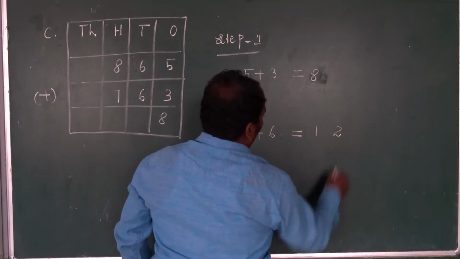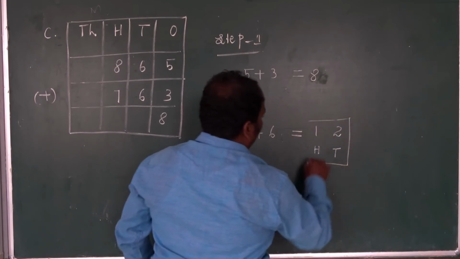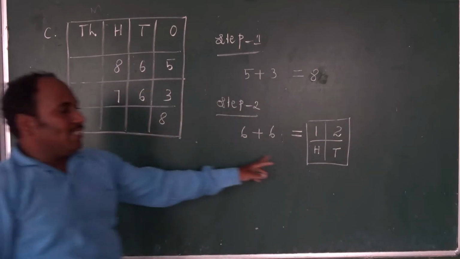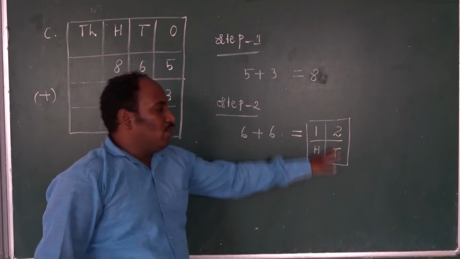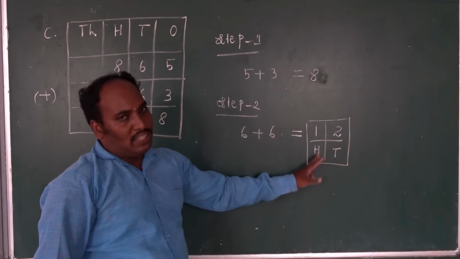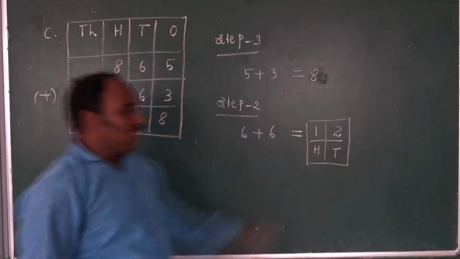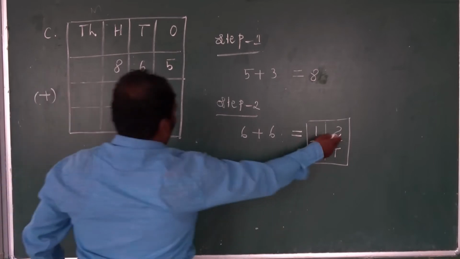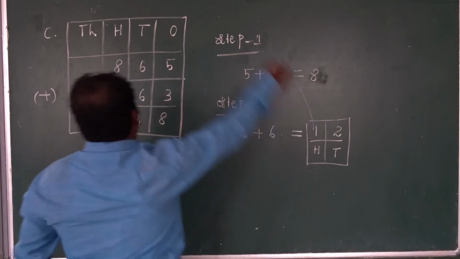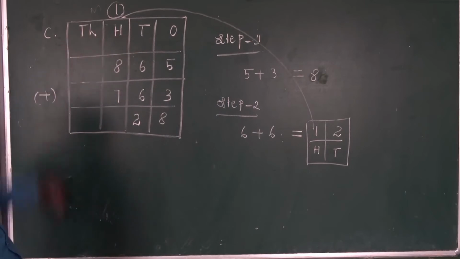We take the place value, tens and hundreds, because 6 tens plus 6 tens is equal to 12 tens. So 12 tens means 2 tens and 1 hundred. 2 tens write in tens place. Then 1 hundred carry over to the 100 place.